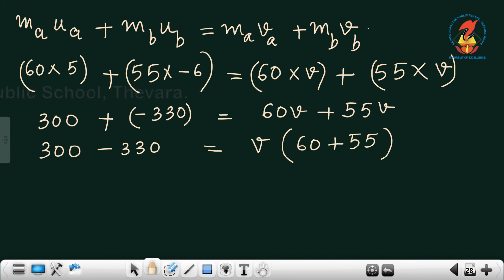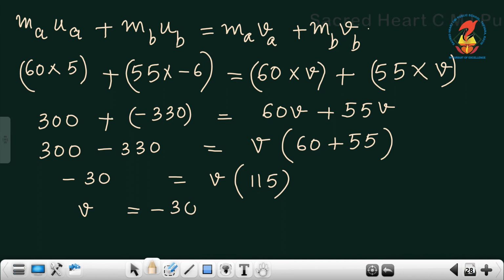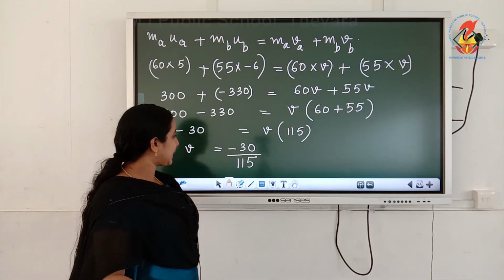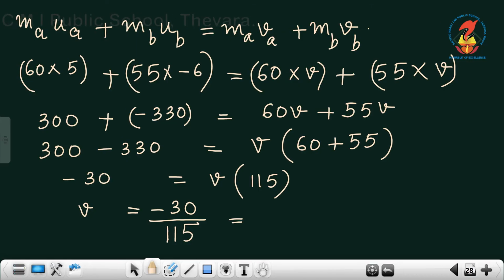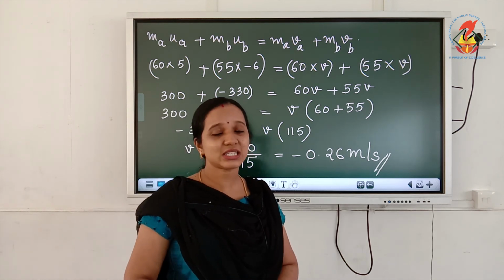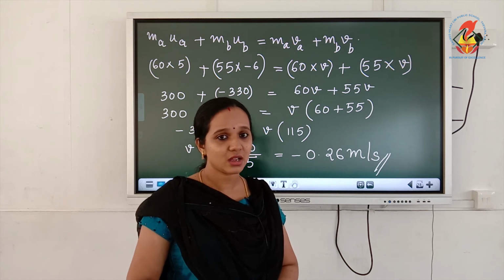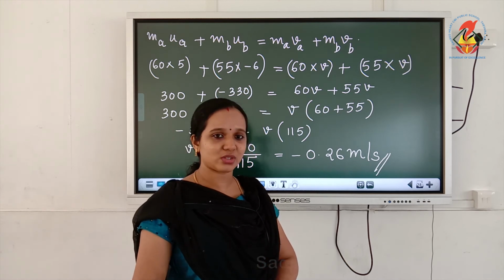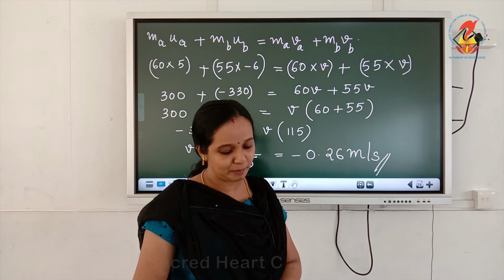300 minus 330 is minus 30, equal to V into 60 plus 55, which is 115. So it becomes minus 30 equals V into 115. When we take that 115 to the left hand side, it becomes divided by 115. So V is equal to minus 30 by 115, which is equal to minus 0.26 meter per second. And this is the velocity of the hockey players after collision when they get entangled. After getting entangled, both the hockey players will move with the velocity negative 0.26 meter per second.